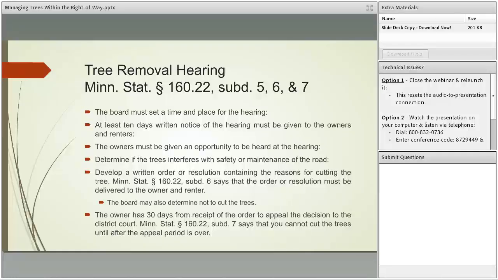The owner has 30 days from the receipt of the written order, so 30 days from the receipt of the resolution. So this starts after they receive it. Again, best just to assume 31 days here, to appeal the decision to the district court. And this appeal period, the town board must wait until the appeal period is over before they can do any sort of cutting.